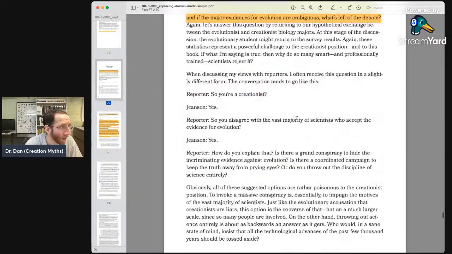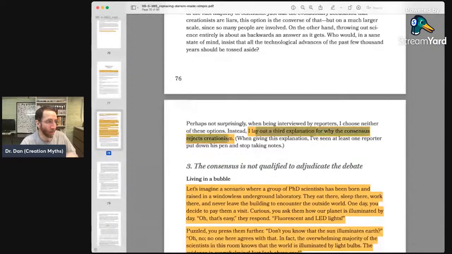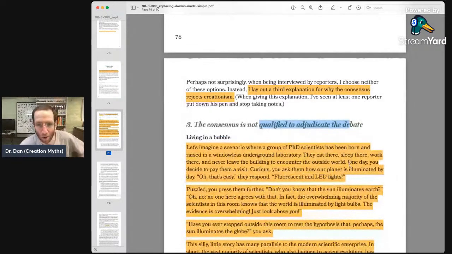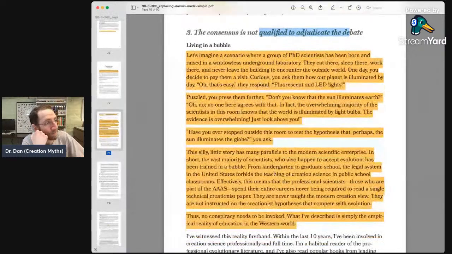So let's keep going. I lay out a third explanation for why the consensus rejects. Oh, I love this. He says that the consensus is not qualified to adjudicate the debate. I love this argument. This one is super fun. I want to read this because he's so close. He's so close. So let's read these paragraphs together.